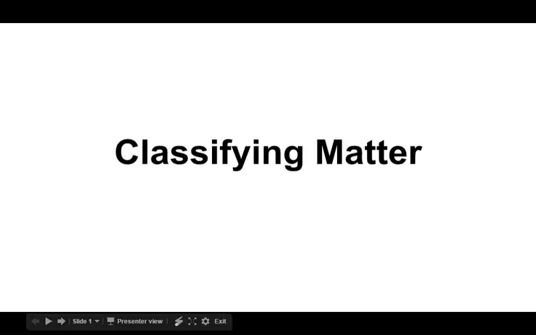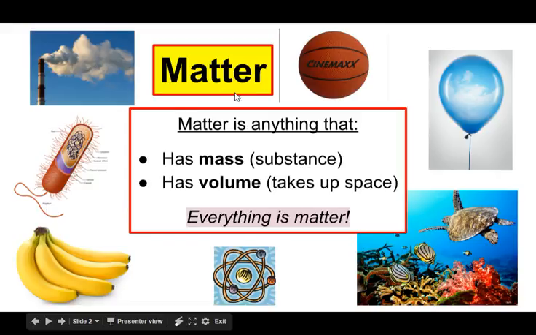Classifying matter. Matter. Matter is anything that has mass or substance and has volume, takes up space. Everything is matter. Remember, matter has mass and has volume, takes up space.